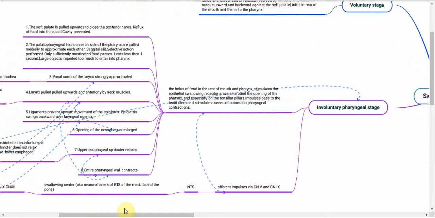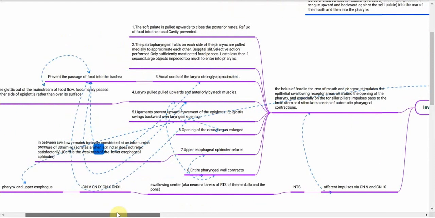From there, the impulses are sent to the swallowing center found in the brainstem, and the swallowing center is basically constituted by neuronal areas of the reticular activating system of the medulla and the pons. So we have the afferent impulses of the 5th and the 9th cranial nerve going to the NTS, and from there to the swallowing center. So these are the afferents.